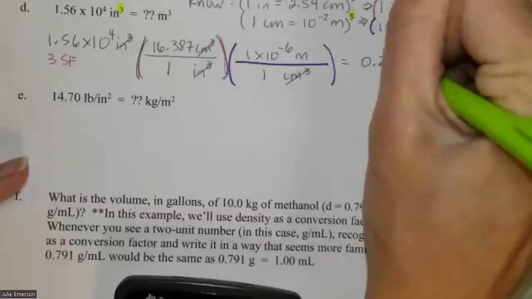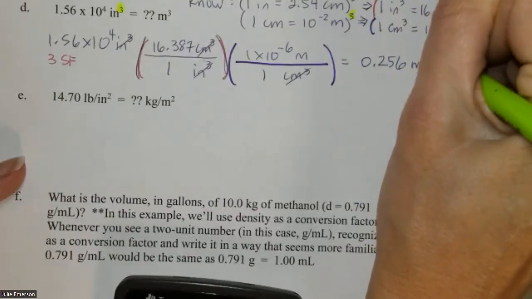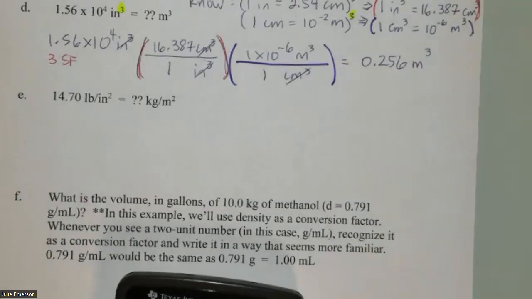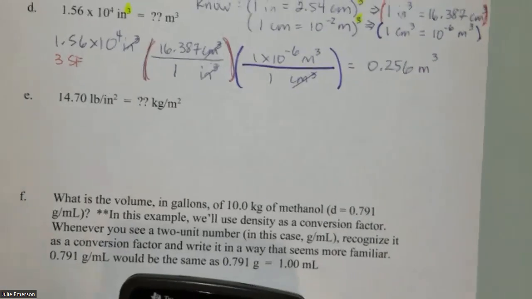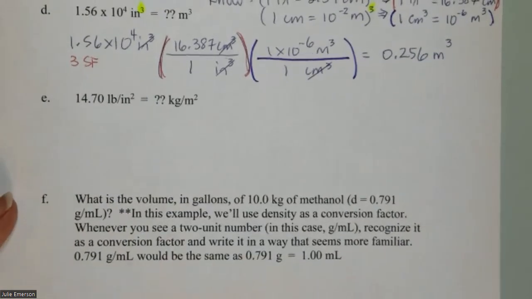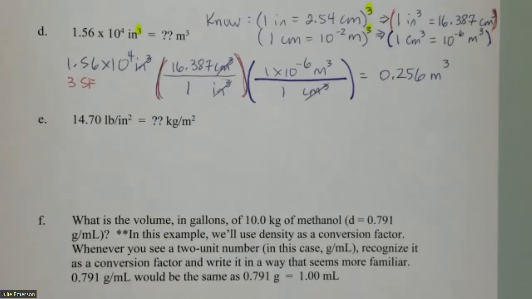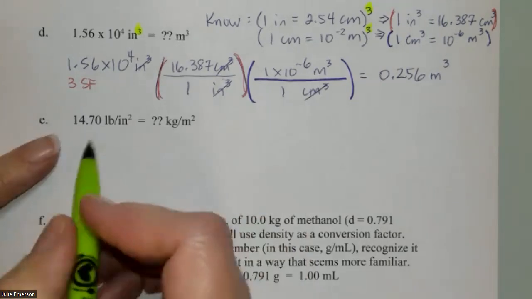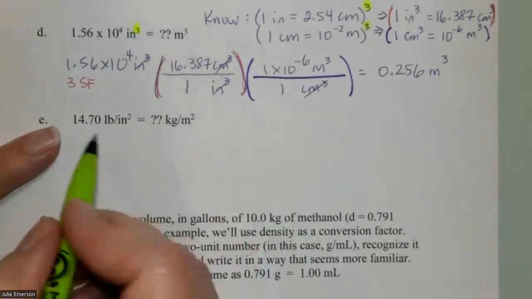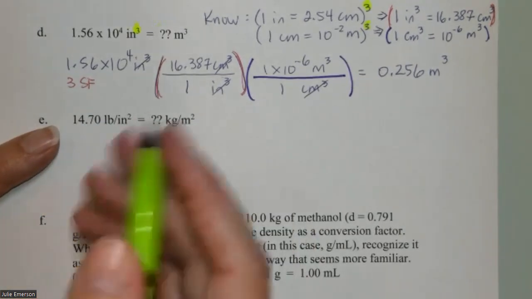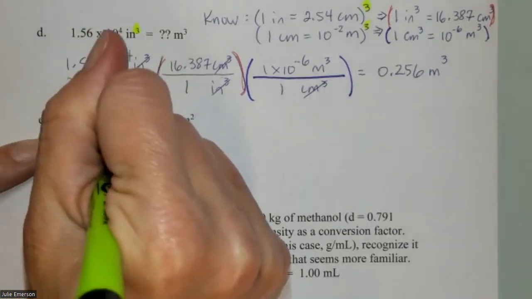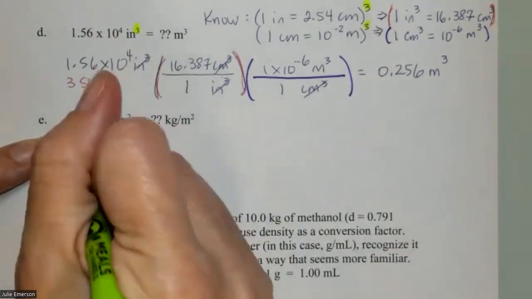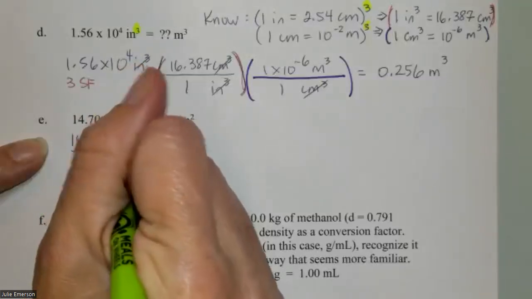So 0.256 meters cubed. Okay. All right. And then there's one more here, which is slightly more complicated because it's got 2 units. So I just want to show you how this will work. When you see this problem or this measurement, it says 14.70 pounds per square inch.